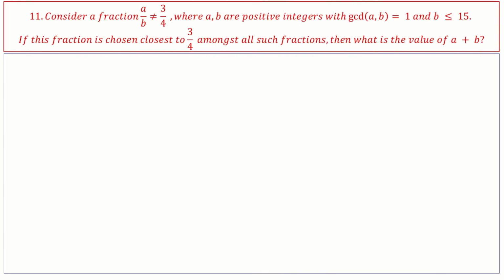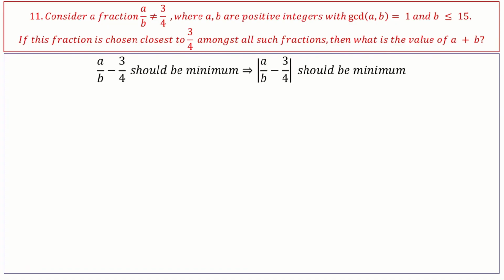The first one is: consider a fraction a by b not equal to 3 by 4, where a, b are positive integers and GCD of a, b is 1. Okay, which means they are telling a by b is in its minimal form. And b is less than or equal to 15. If this fraction is chosen closest to 3 by 4 amongst all such fractions, what is the value of a plus b? Basically, find out a and b values, and then the a plus b value. So this looks like a simple problem actually.